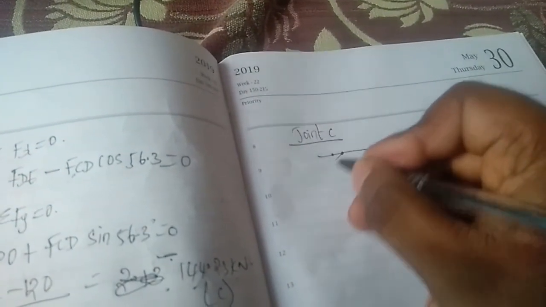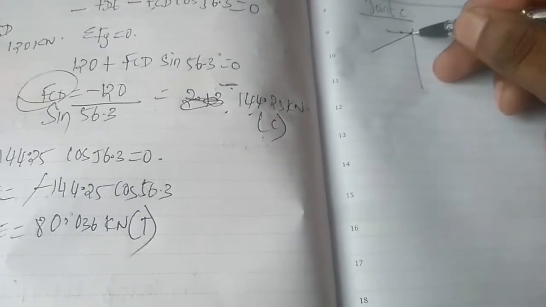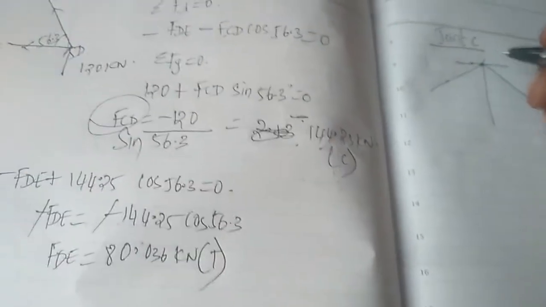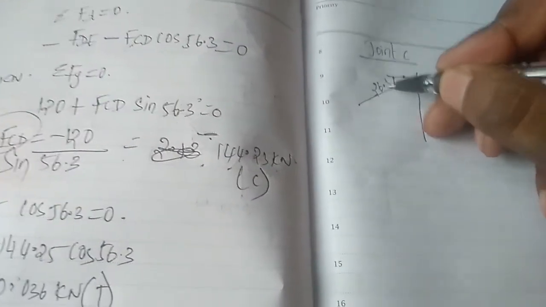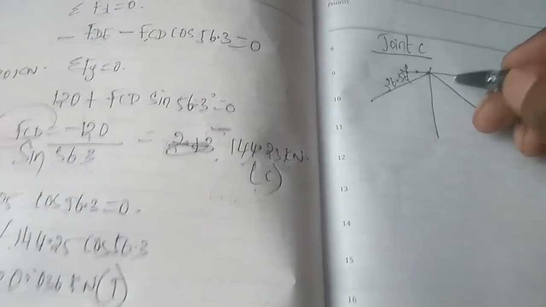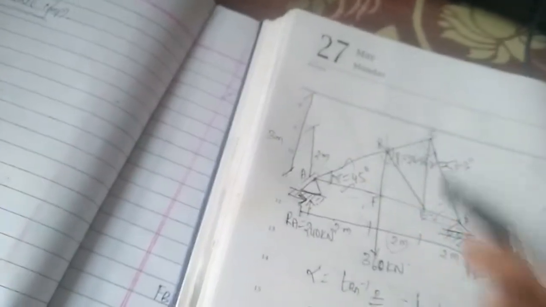So it acts in this direction. So members 1, 2 and 3 are acting in this direction. So you have angles also: one is 26.56 degree and another one is 56.3 degree. This is what? C, B, E and D. B, E and D.